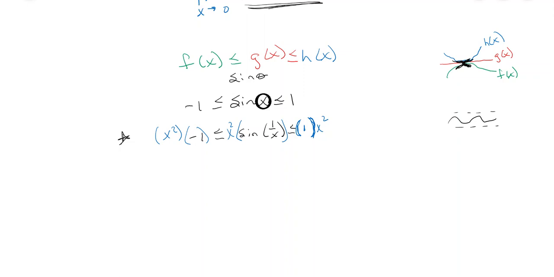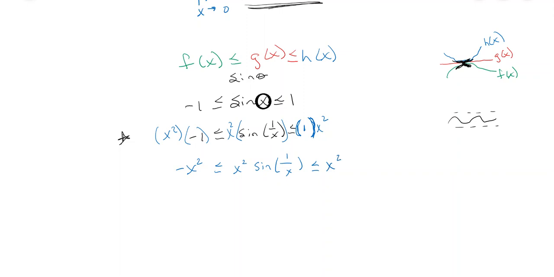And here's my x squared there. So if I multiply these out, now remember, if we multiply by a negative number, we have to reverse the inequalities, but x squared is always going to be positive because when you square a number, it always turns out to be positive. So a negative 1 times a positive x squared is negative x squared, less than or equal to x squared sine of 1 over x less than or equal to x squared. Would you agree that's what we've got?